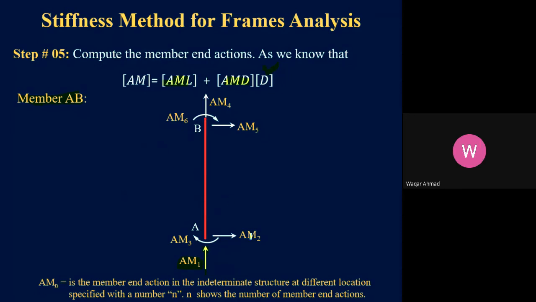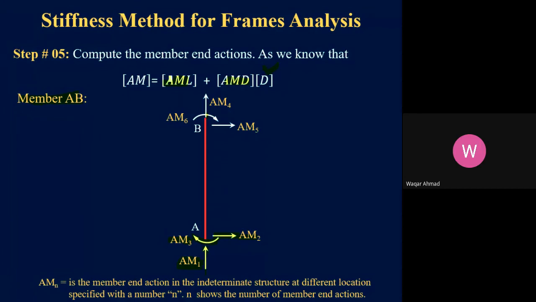So I have now fixed my AM1 to be at this point and acting upward, and my AM2 to be horizontal and acting rightward, because upward is positive, rightward is positive, and clockwise is also positive. So actually I am fixing my member end actions in positive directions. AM3 is this moment, and it is acting in the positive direction. Similarly, I am calling these AM4, AM5, and AM6.